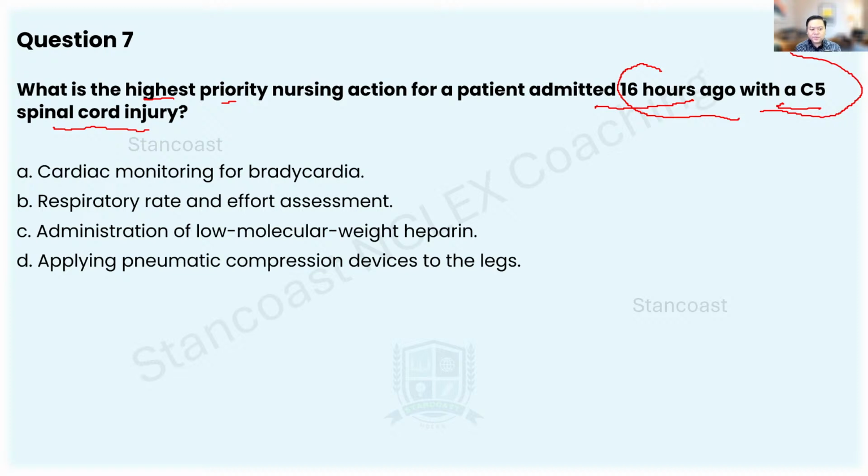If you're going to think about the cervical spinal cord, cervical spine, always think of this as your main priority, which is letter B. Nothing else. Respiratory rate and effort assessment. Okay, so your patient is 16 hours post SCI, right? Post SCI.